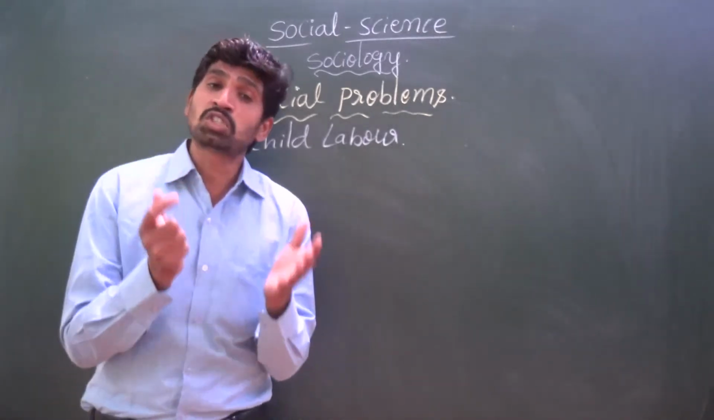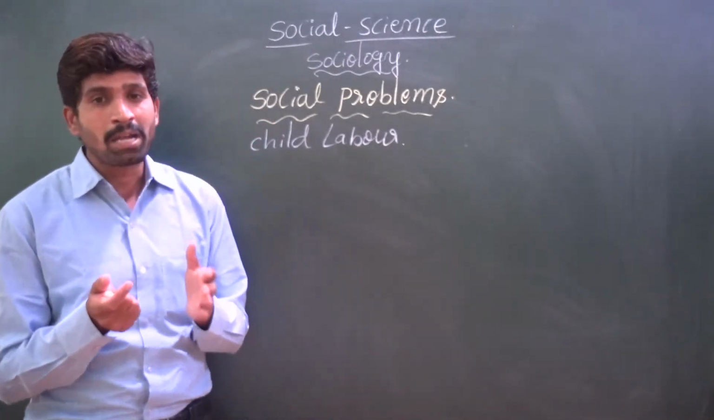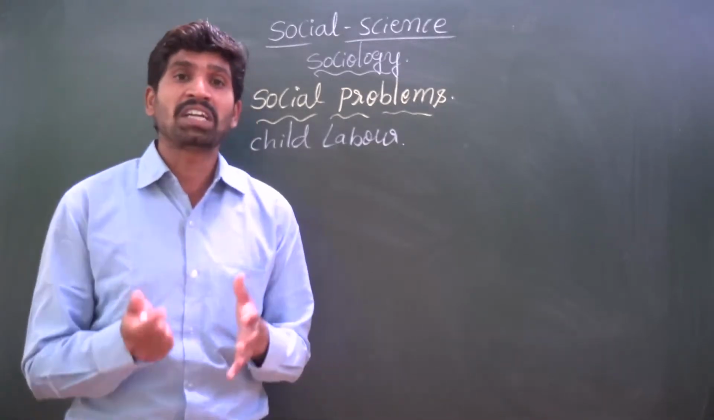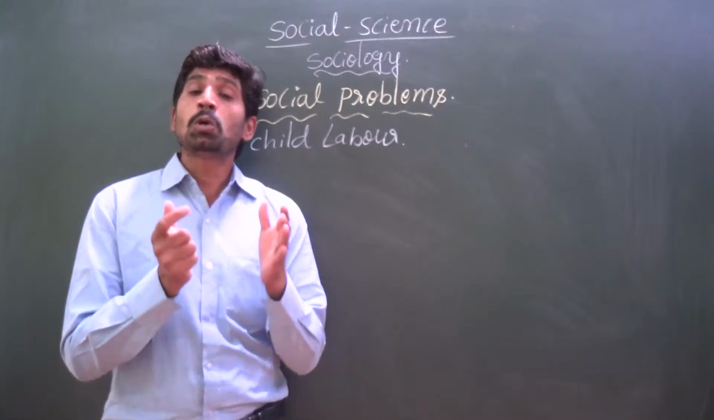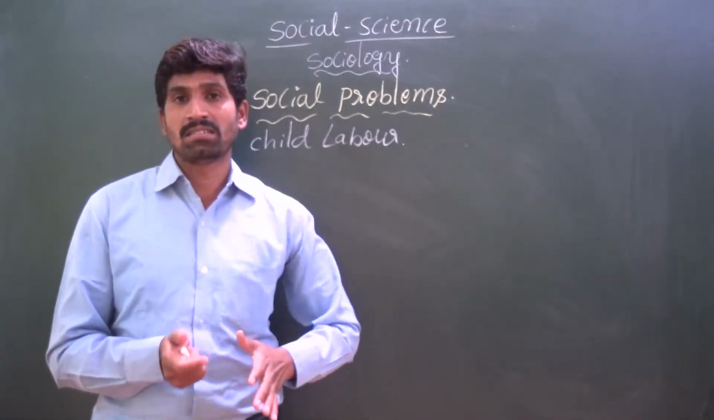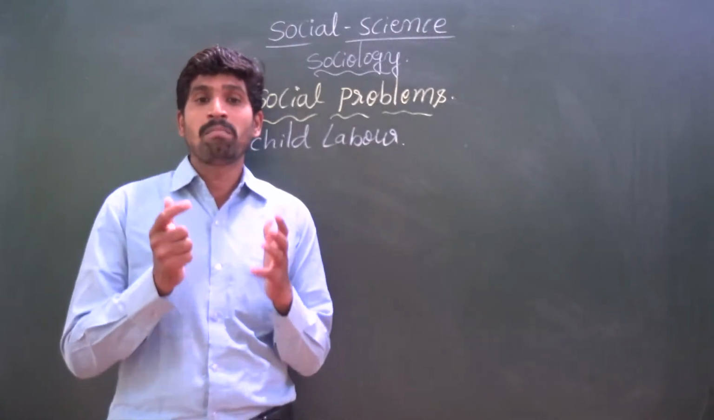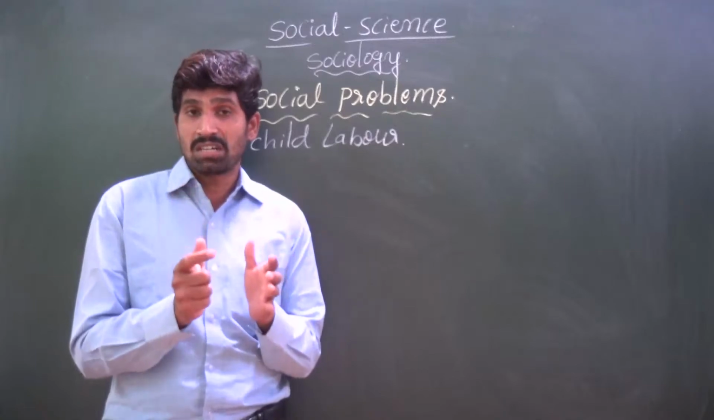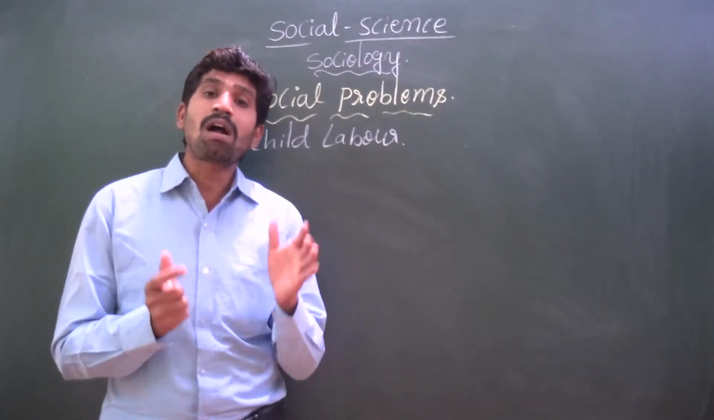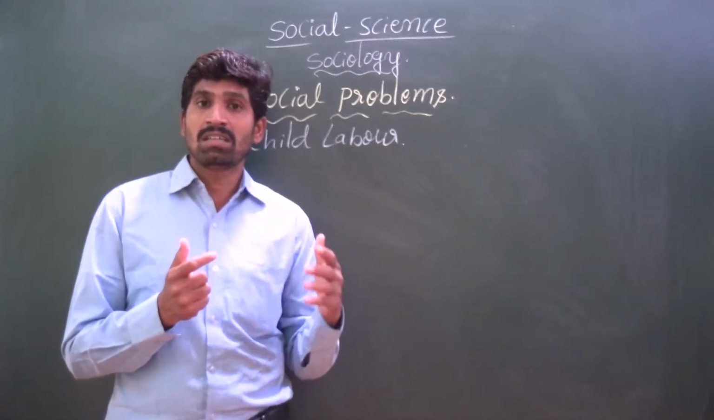And the next social problem is child marriage. This is a big problem our society is facing today. And next is human trafficking of children. This is a modern problem, a big problem we are facing today, human trafficking of children. So these are the problems we are going to discuss in this lesson.